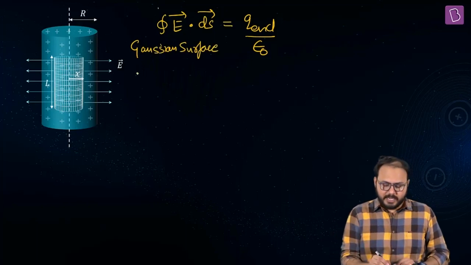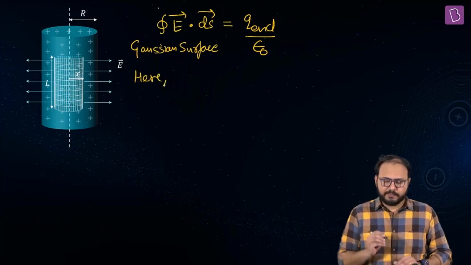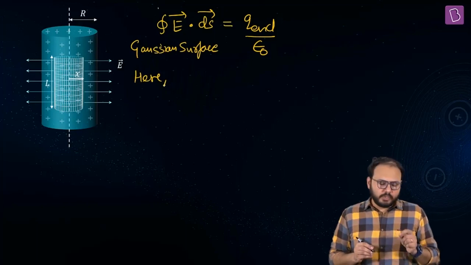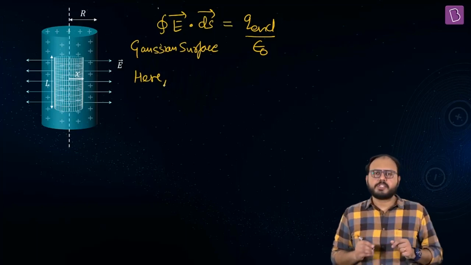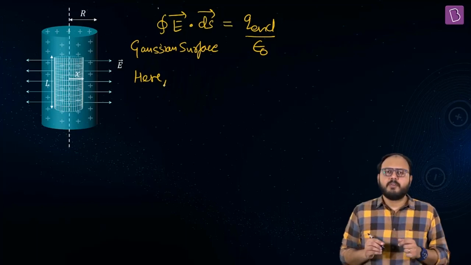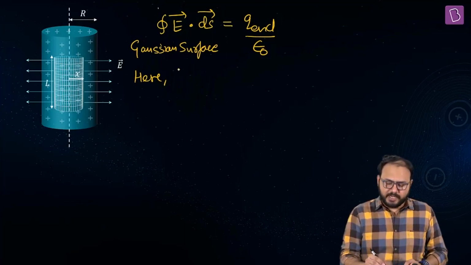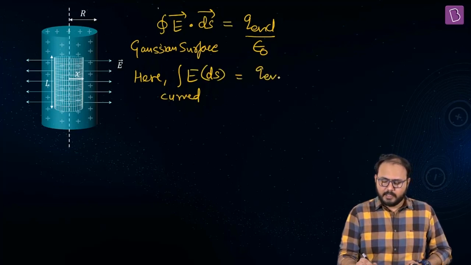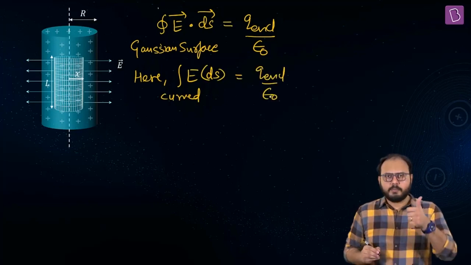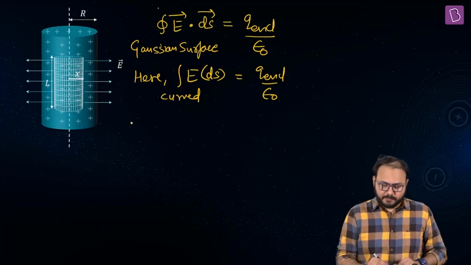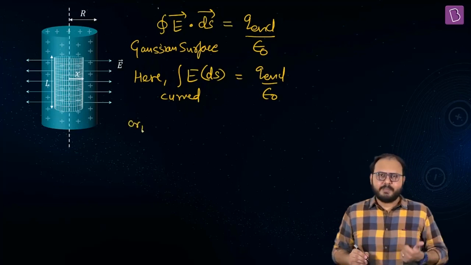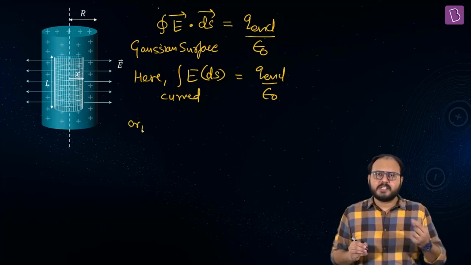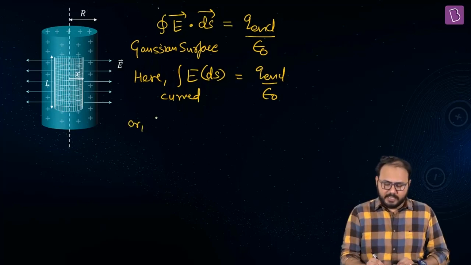In our case here, is there any flux through the top? No. Is there any flux through the bottom? No. The flux is only through the curved surface. So very simply, my expression becomes E dS, only the curved, equals Q enclosed by epsilon naught. E can be taken out. Why? Because magnitude-wise at every single point E will be the same.